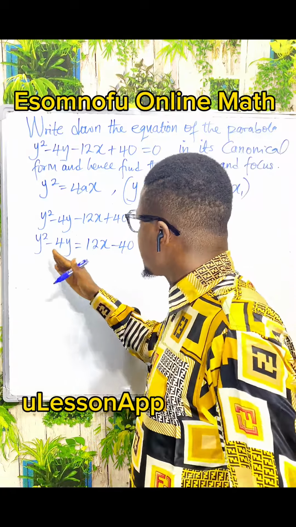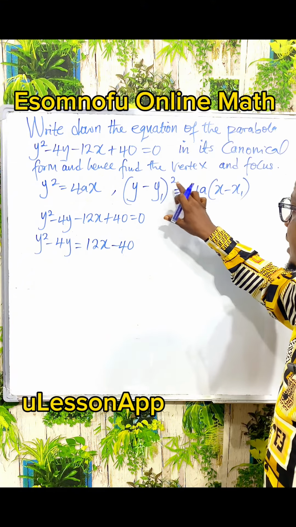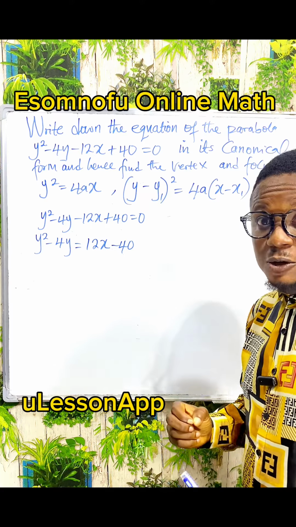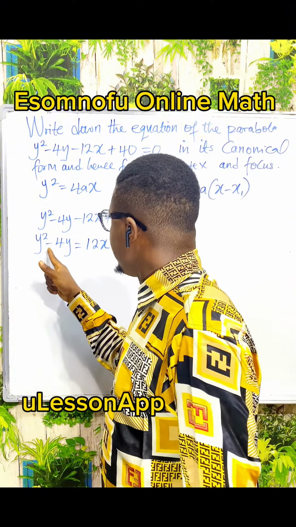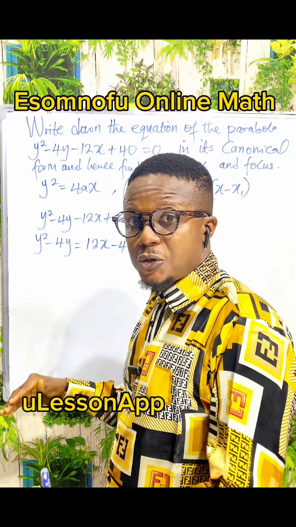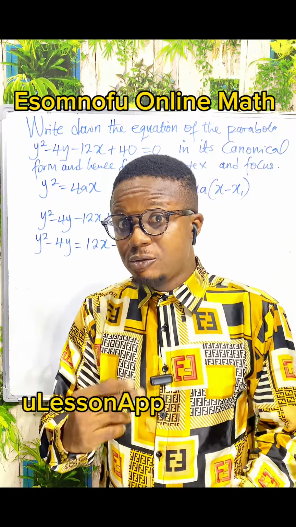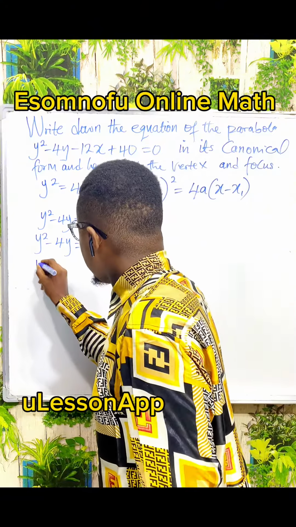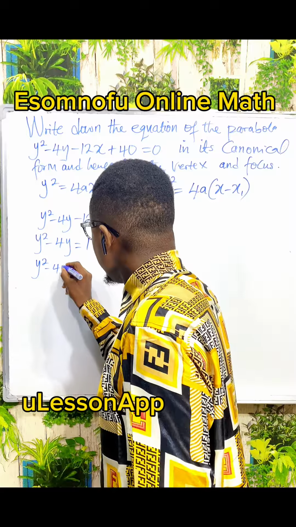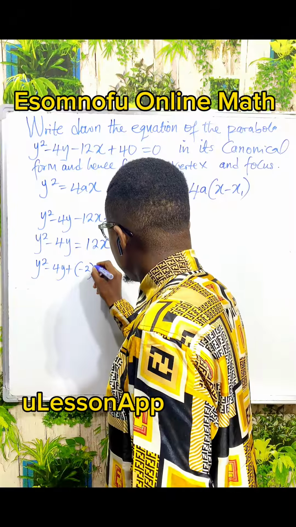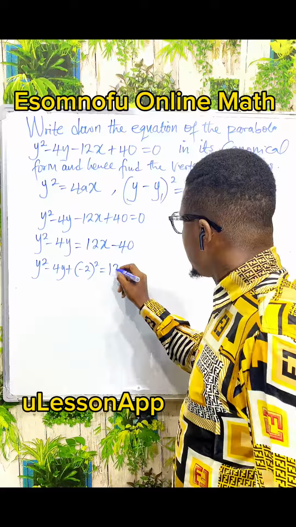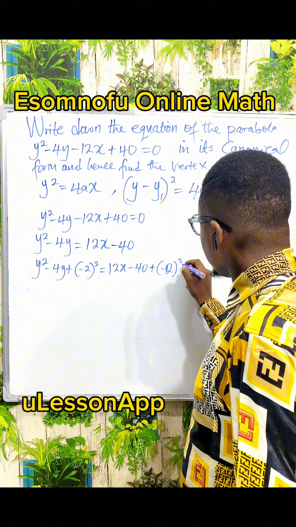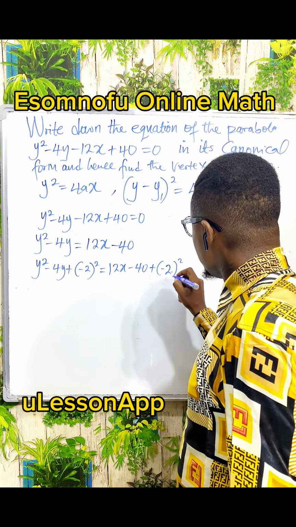Now, let us make this perfect, because as you can see here, there is a power of 2. And remember how to make a quadratic equation perfect. Now look at what you do here. The coefficient of y here is negative 4. So half of negative 4 is negative 2. Then square it. So we are adding negative 2 squared to both sides. So we shall have y squared minus 4y plus (negative 2) all squared equals 12x minus 40 plus (negative 2) all squared. Whatever you do to one side, do it to the other side.